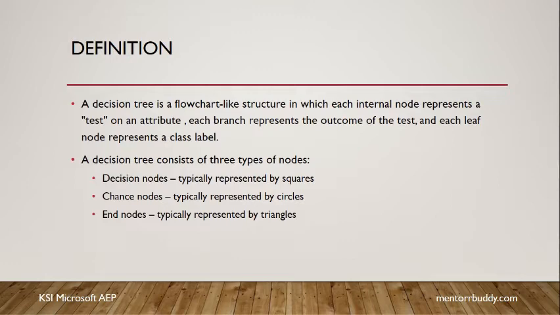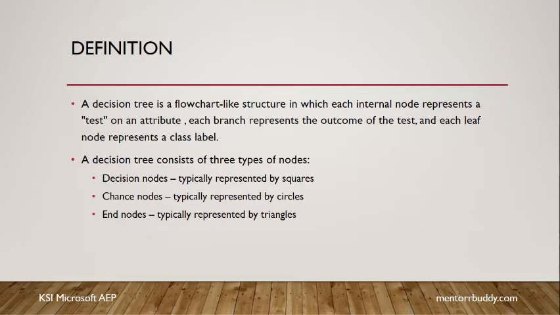Now the decision tree algorithm by definition follows a flowchart-like or tree-like structure where each internal node represents a test on an attribute, each branch represents the outcome of the test, and the leaf node represents a class label. So what exactly happens in the decision tree is that we try to create a tree which starts with the root node. Depending upon the root node, we are going to create certain criteria on our different attributes.